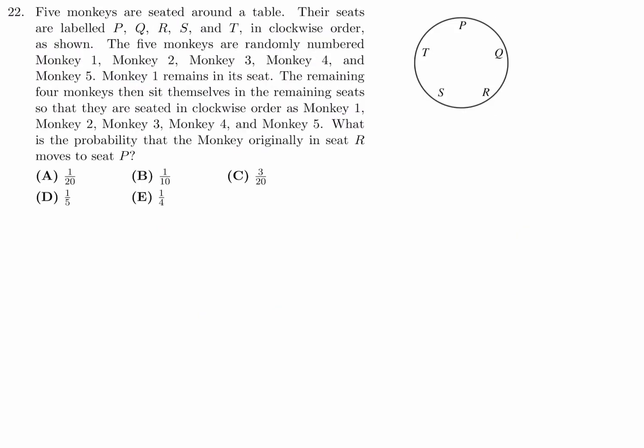Five monkeys are seated around a table. Their seats are labeled PQRST in clockwise order, as shown. The 5 monkeys are randomly numbered, monkey 1, 2, 3, 4, and 5. Monkey 1 remains in its seat. The remaining 4 monkeys then sit themselves in the remaining seats so that they are seated in clockwise order as monkey 1, 2, 3, 4, and 5. What is the probability that the monkey originally in seat R moves to seat P?